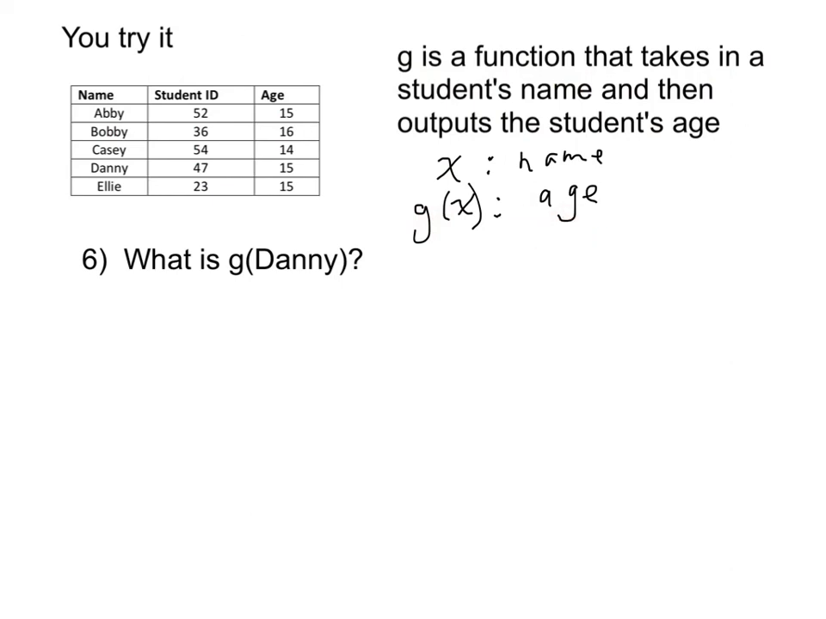This question asks, what is g of Danny? In other words, what is the output going to be when we input the name Danny? Remember, we're going to input a name, and we're going to output the age. Danny's age is 15. So here's our answer: g of Danny is equal to 15. What this means is the output of our function, when we have an input of Danny, is going to be 15.